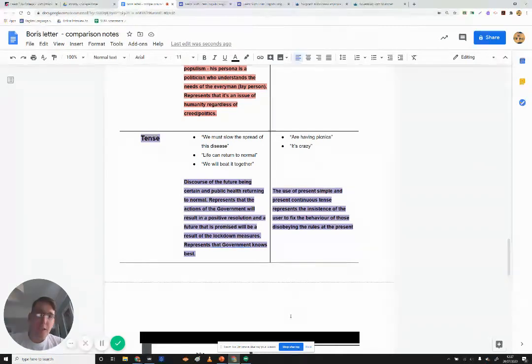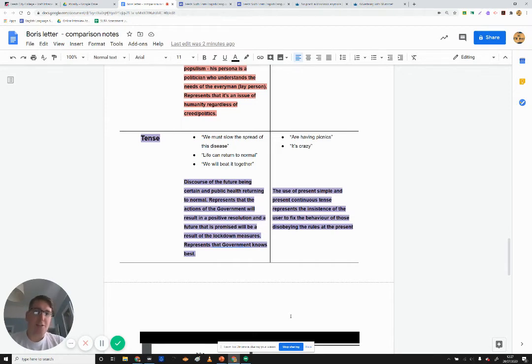Life can return to normal, again, talking about the future. We will beat it together. So again, linking that verb to the future tense, saying if we bite the bullet now and do all the work now, then it'll be fixed in the future. We can beat it. We will beat it. So this has a discourse of the future being certain and that we will return to normal, which I hope we do. Obviously, I'm speaking now in July and things haven't returned to normal yet.